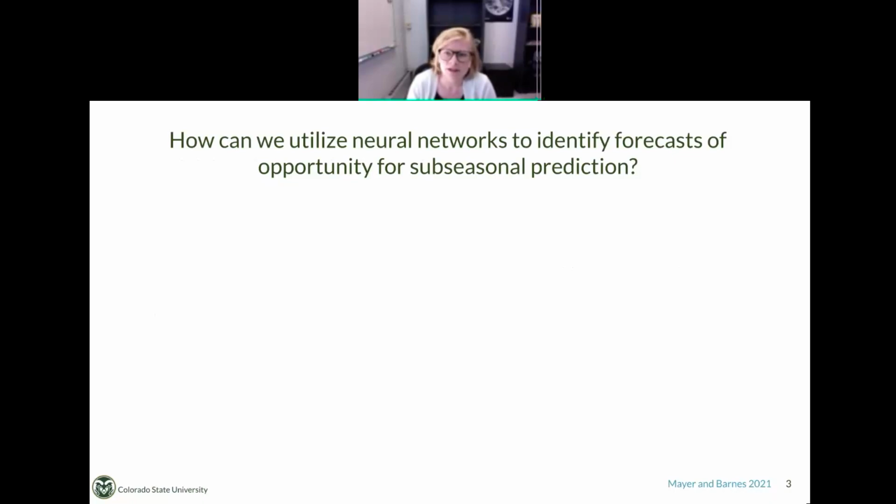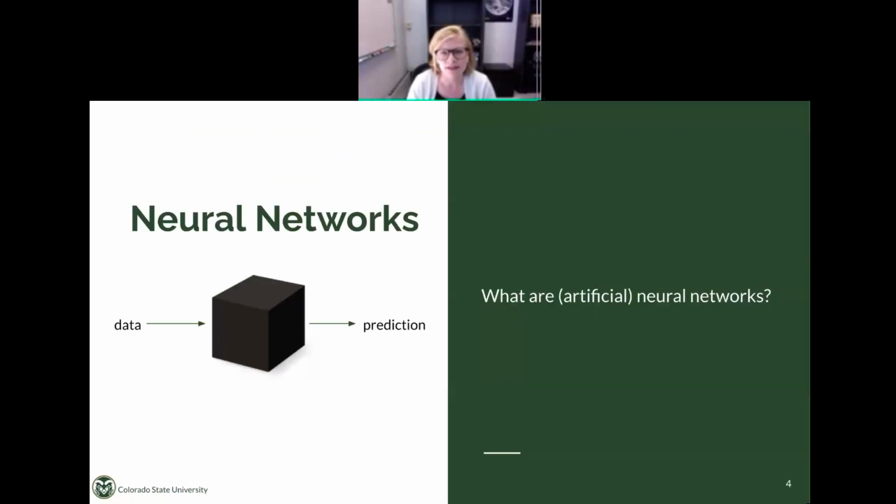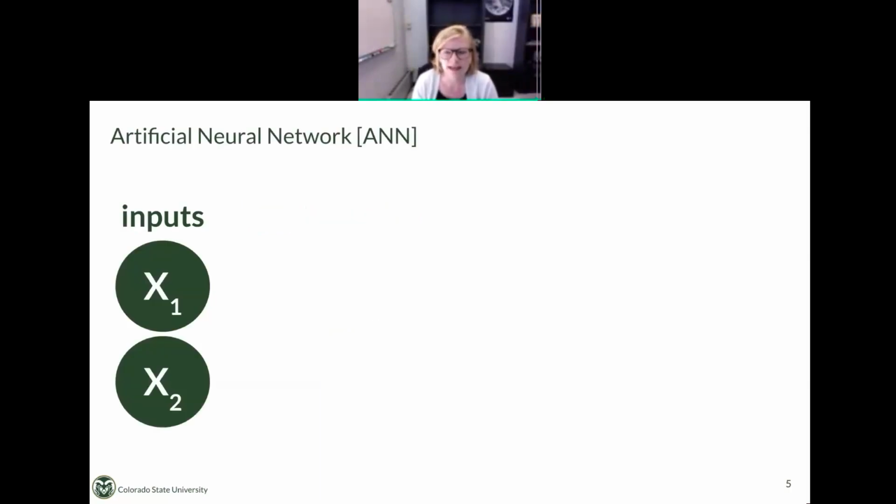So how can we utilize neural networks to identify forecasts of opportunity for subseasonal prediction? Before I get into this topic, I'm going to briefly go over what neural networks are, specifically what artificial neural networks, or ANNs, are. Basically, we normally think of neural networks as data goes into this black box, something happens, and it pops out some sort of prediction that we're looking for. So what is actually happening inside this black box?